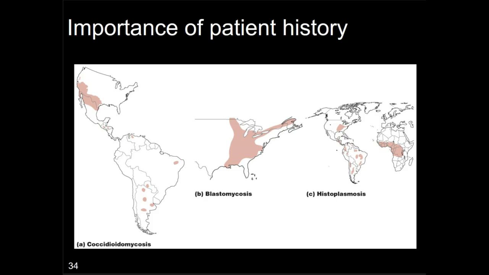So, for example, if you had a patient who had been along the Mississippi Delta or along the Mississippi River, you might first consider blastomycosis. But if the patient had been to Africa, you would first consider histoplasmosis, or if they had been to the area between North America and South America, you would first consider coccidioidomycosis. So patient history is really important in diagnosing different types of fungal infections. We're going to start with histoplasmosis.